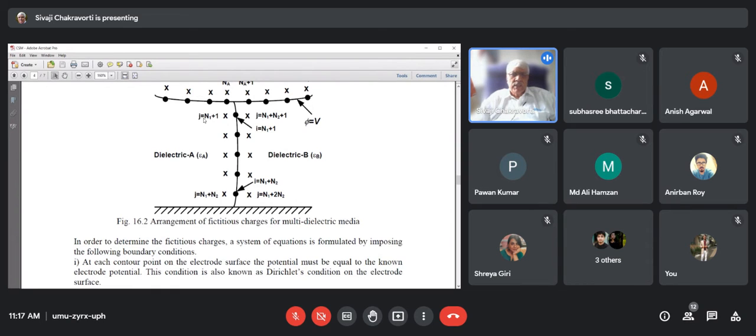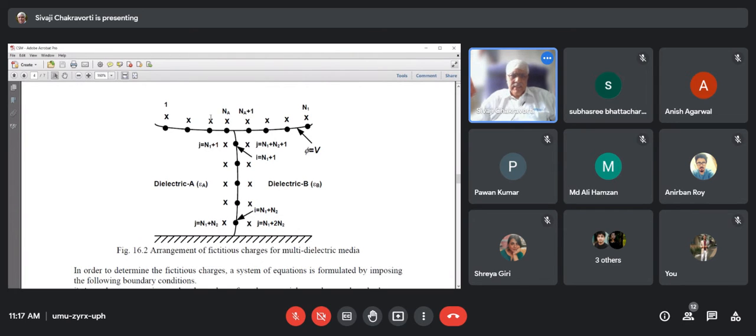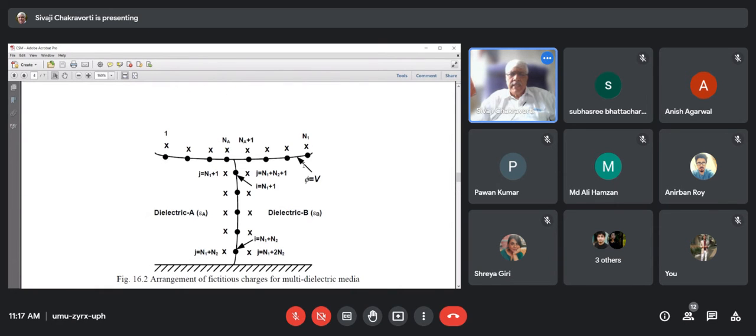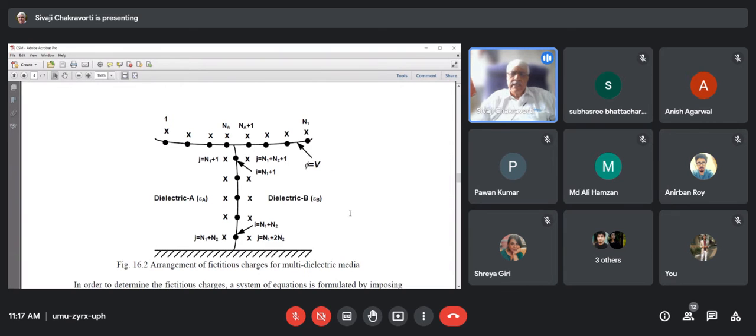Because this point is on the dielectric A side on the electrode. So how many such points are there? From the figure we find 1 to NA. So therefore, this equation 16.10 will be applicable for i varying from 1 to NA. Then what about i varying from NA plus 1 to N1? Yes, it will be almost similar. Only thing is that now the points are located on the dielectric B side. So we will not take the charges located in the dielectric B, we will take the charges located in dielectric A.